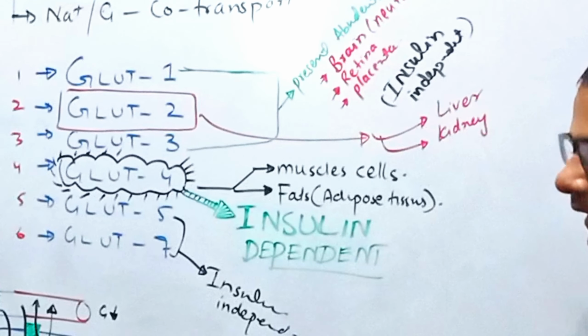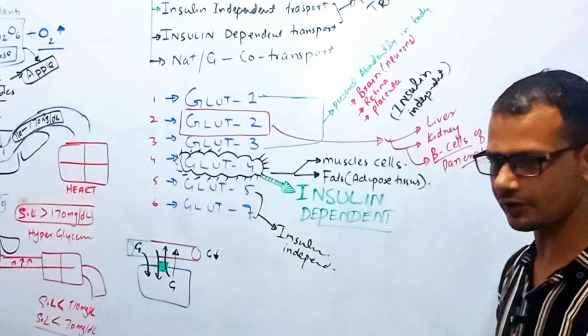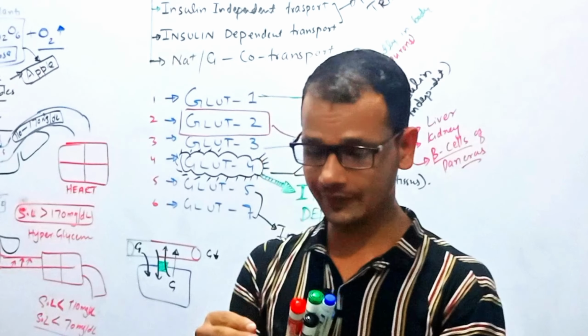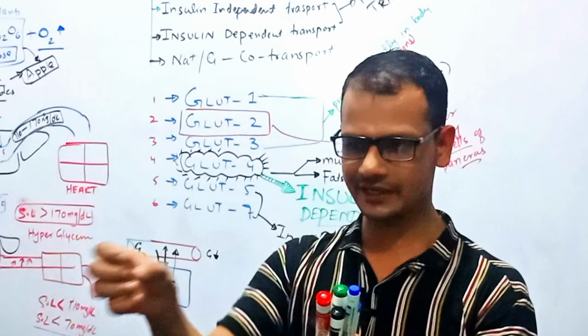Another very important location for the GLUT2 receptor is the beta cells of the pancreas. Generally, we say that GLUT2 receptors are present in the pancreas, but there are specific cells which are responsible for insulin production that have GLUT2 receptors. So the third location of the GLUT2 receptor is the beta cells of the pancreas, because this beta cell is responsible for insulin production and it regularly senses the glucose level in the body.